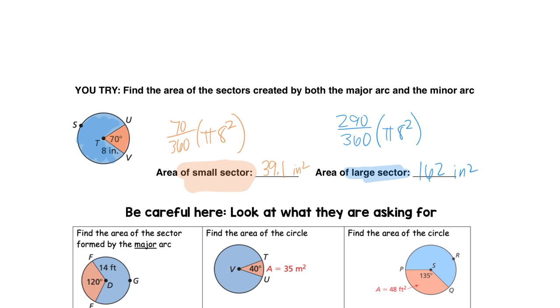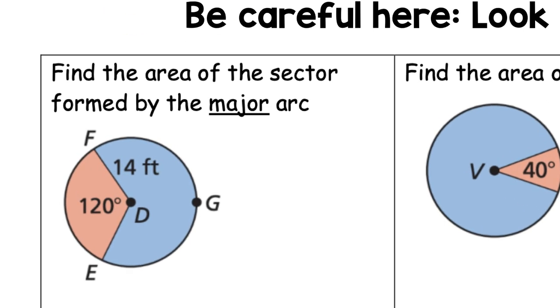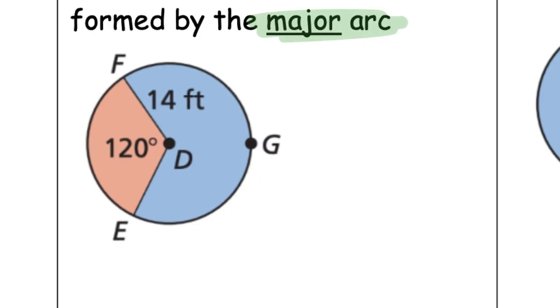Okay, these next few examples are pretty similar. You just have to be careful. You have to really look at what they're asking you for. So in this one, it says, find the area of the sector formed by the major arc. So that's some vocabulary that you need to remember from the last chapter. So in this picture, we have two different arcs here. We have the minor arc, which is the 120. Remember, minor arcs are going to be less than 180. And then the other side of the circle, all of this right here, that would be the major arc. So that's what we want to figure out.